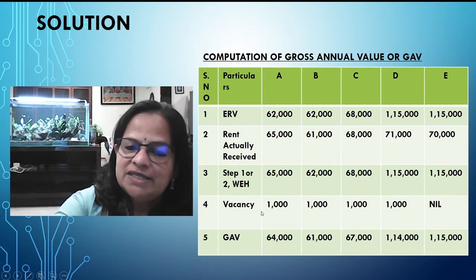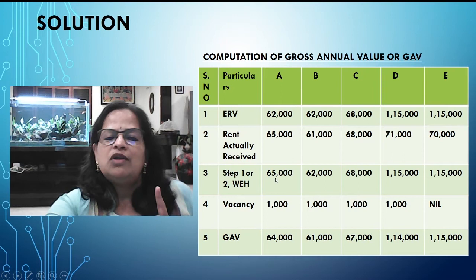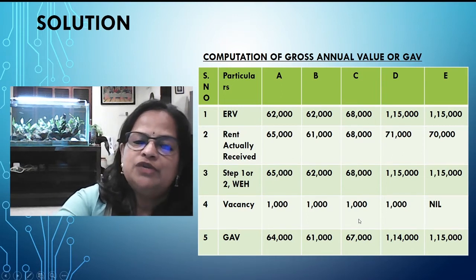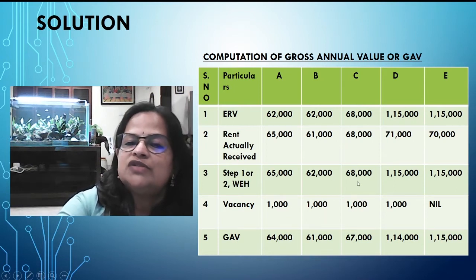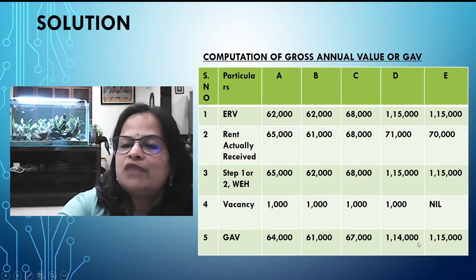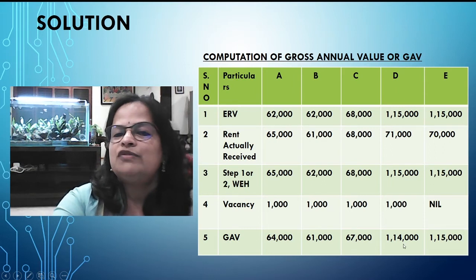Now if vacancy is there, you have to reduce from step 3 minus step 4. So that meaning 1,000 is vacancy. Landlord suffered a loss of 1,000 rupees in the first 4 situations, so 1,000 rupees you have to reduce. So gross annual value will be 65,000 minus 1,000, 64,000. 62,000 minus 1,000, 61,000. 68,000 minus 1,000, 67,000. 1,15,000 minus 1,000, 1,14,000. 1,15,000 and nil, so that is 1,15,000 itself.